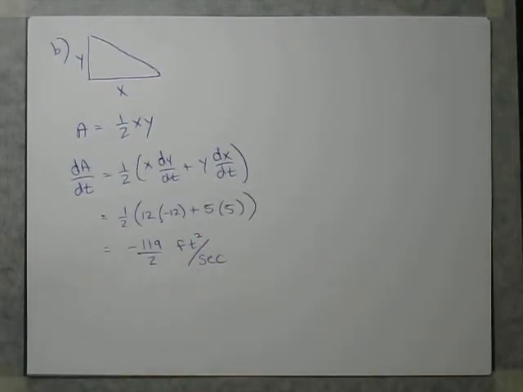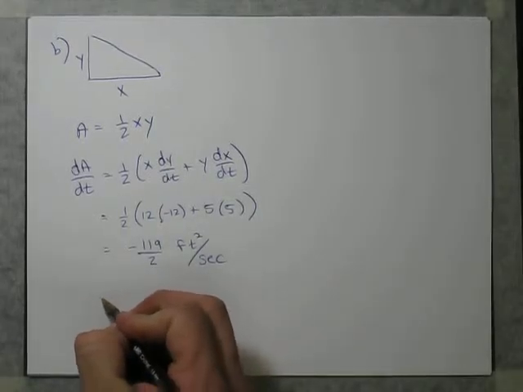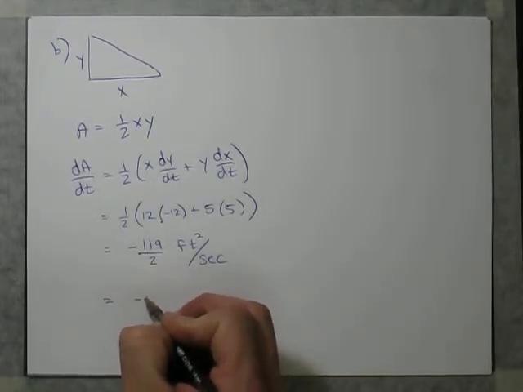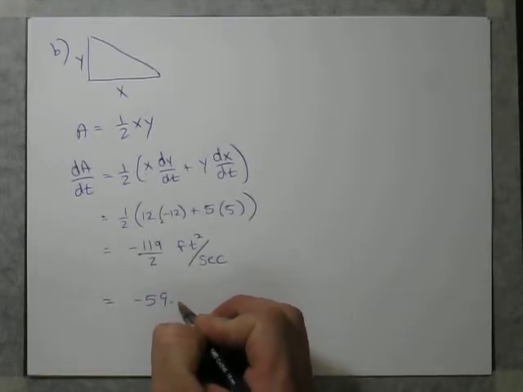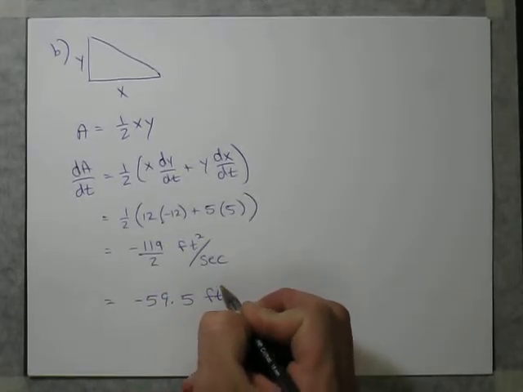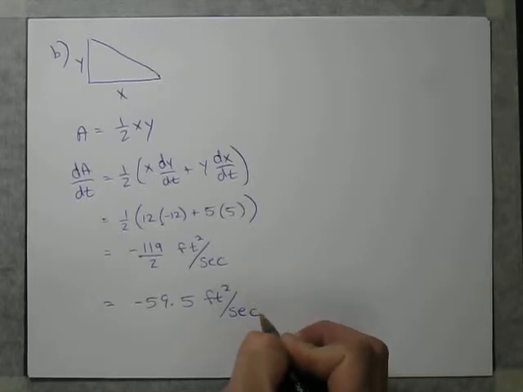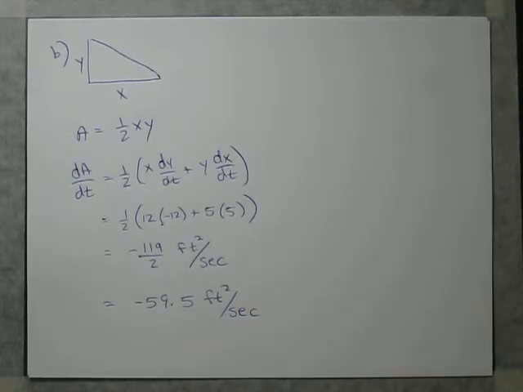So that area is changing at negative 119 over 2, which is the same thing as, in decimal form, negative 59.5 feet squared per second at that moment. It's changing that fast. So you're losing 59 feet squared per second. Now, it's going to be bad when the area hits 0, right? Because when the area hits 0, you hit the ground. That's the idea. All right.